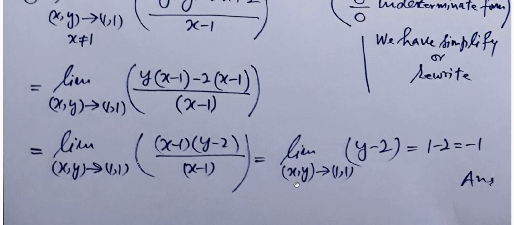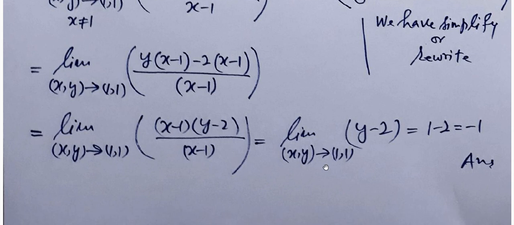So then it will be limit (x, y) goes to (1, 1), and only this cancels, we are left with y minus 2. Now you can substitute the value of x as 1, but there is no x, so you can put only the value of y as 1. So 1 minus 2, and now the answer is minus 1. So in this way we can solve.